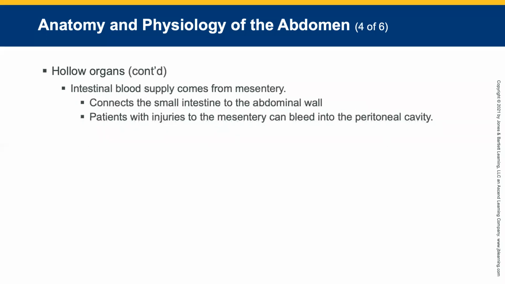Intestinal blood supply comes from the mesentery, a fold of tissue that connects the small intestines to the abdominal wall. Patients with injuries in the mesentery can bleed significantly into the peritoneal cavity. Signs of this include abdominal rigidity and peri-umbilical bruising, and they're going to guard this area. They're not going to want you to touch it because it's very tender to them. So the guarding is also going to be a sign that you have some abdominal injuries.